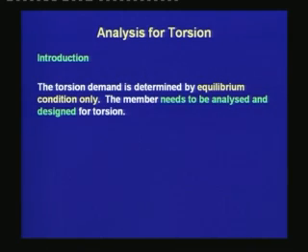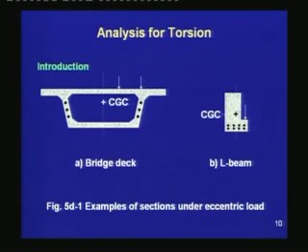The torsion demand is determined by equilibrium condition only. The member needs to be analyzed and designed for torsion. Here we are seeing two examples where torsion is common. A bridge deck is subjected to torsion when the wheel loads from the vehicle are eccentric compared to the centroidal axis passing through the CGC.